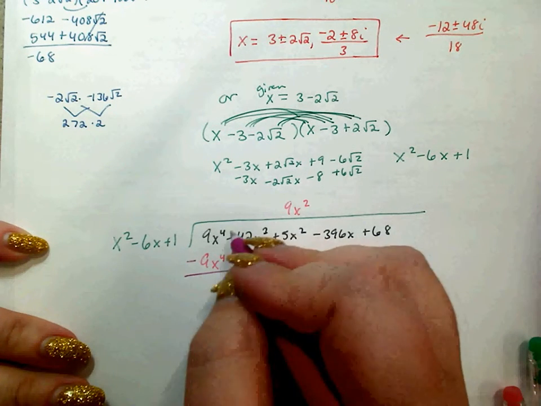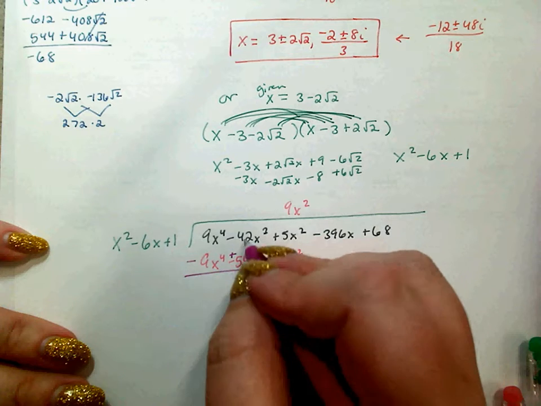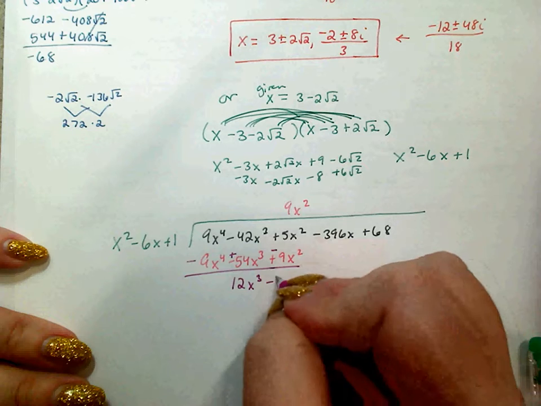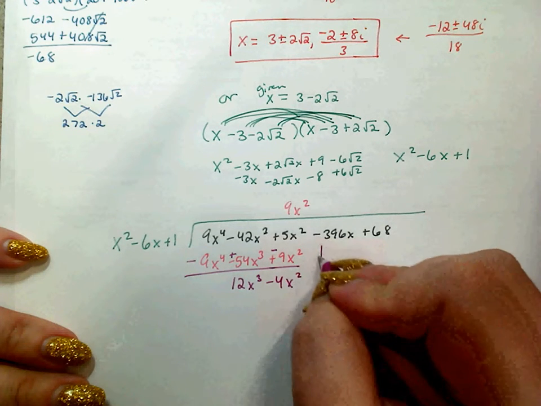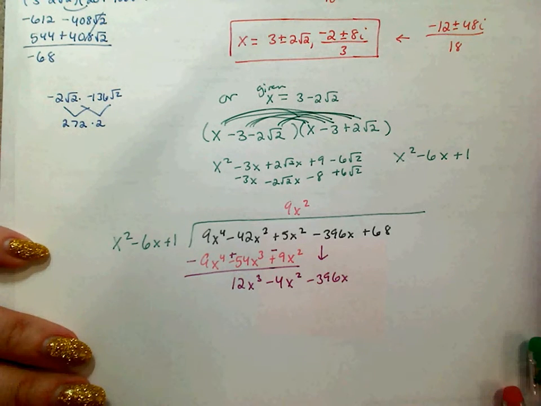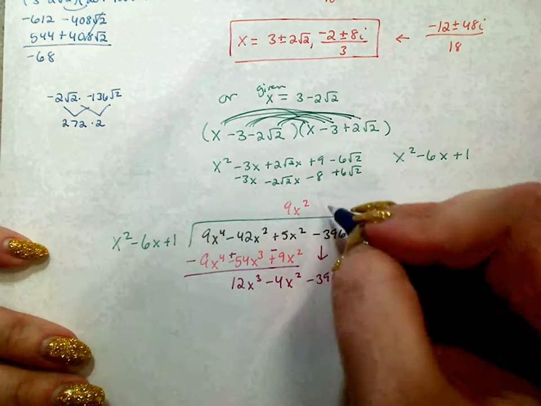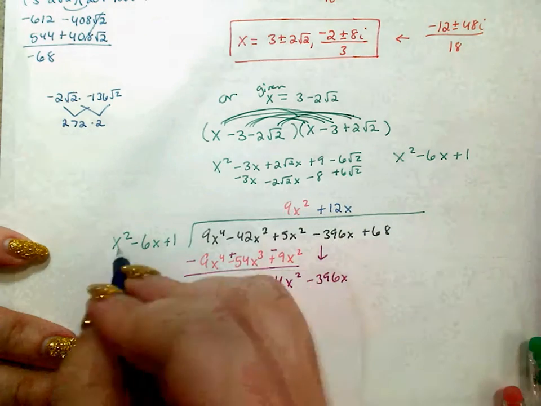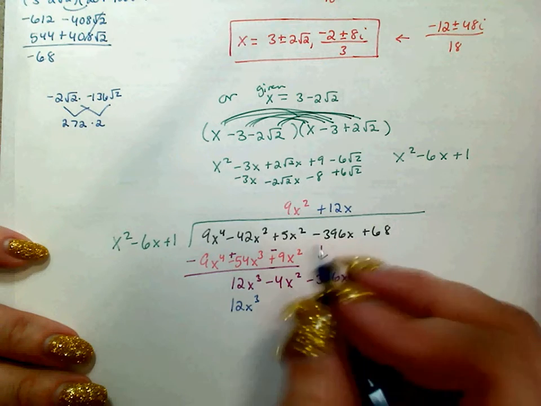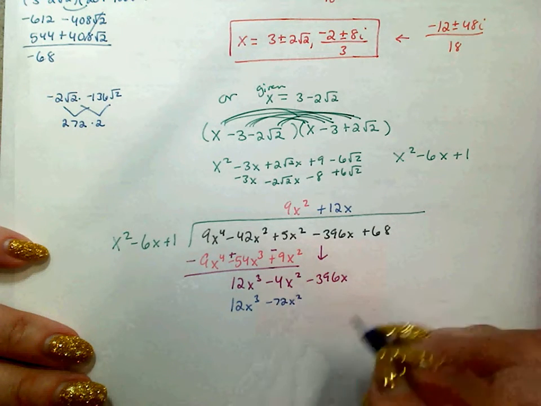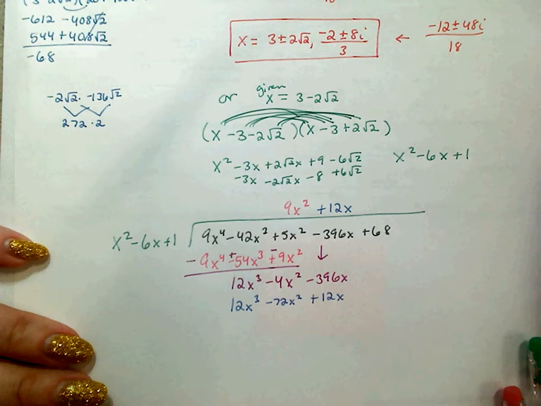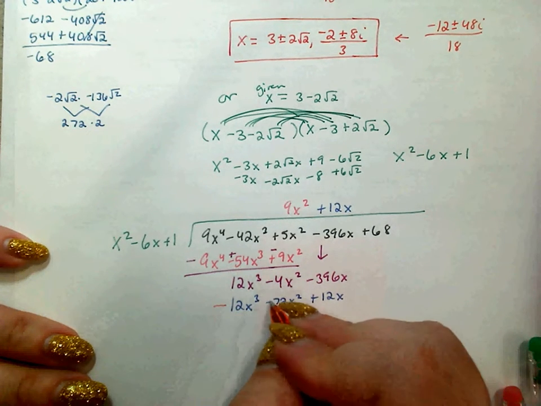Those go away, and I'm left with 54 minus 42 is 12. 5 minus 9 is negative 4. And then drop the negative 396. So then you ask yourself, what do I need to multiply x squared by to get 12x cubed? And that is a 12x. 12x times x squared is 12x cubed. 12x times negative 6x is a negative 72x squared. 12x times 1 is a 12x. And then we subtract. So minus, plus, minus.